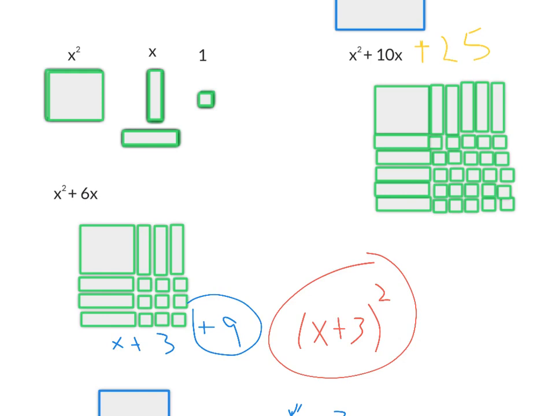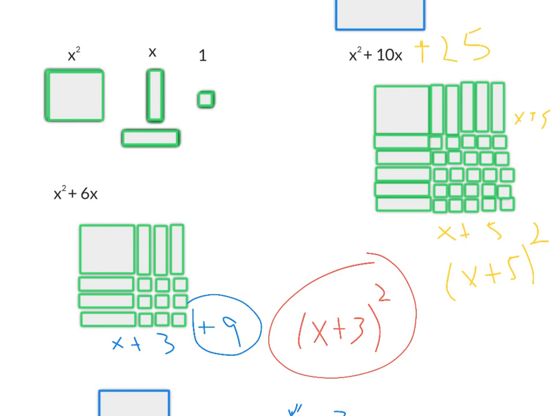Now, if I wanted to factor it, I can look at the side lengths of my square. Down across the bottom, I have a length of x plus 5, and across the sides, I also have a length of x plus 5. Therefore, my expression factors into (x + 5) squared.